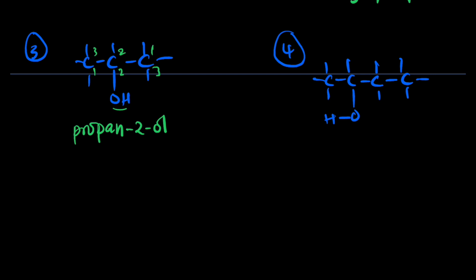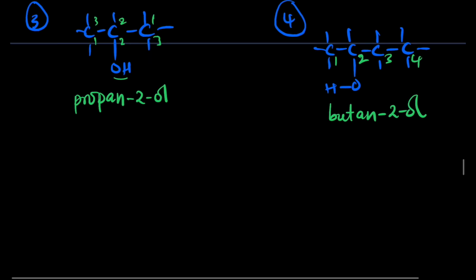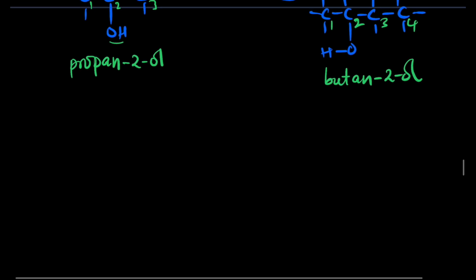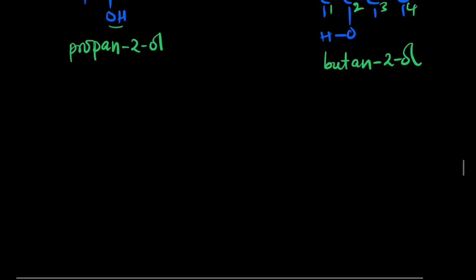Let's quickly look at this one. 1, 2, 3, 4. So we have 4 carbons, but the OH is closer to this end than that one. It's closer to this side than this side. So this will be carbon 1, 2, 3, 4. So the name of this one is going to be butane 2-ol, because the OH is in carbon 2. I hope I do make sense when it comes to that.